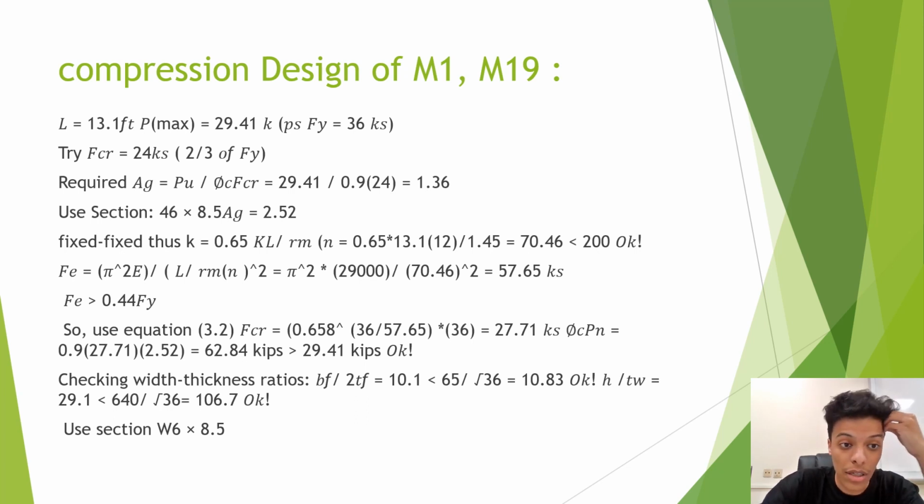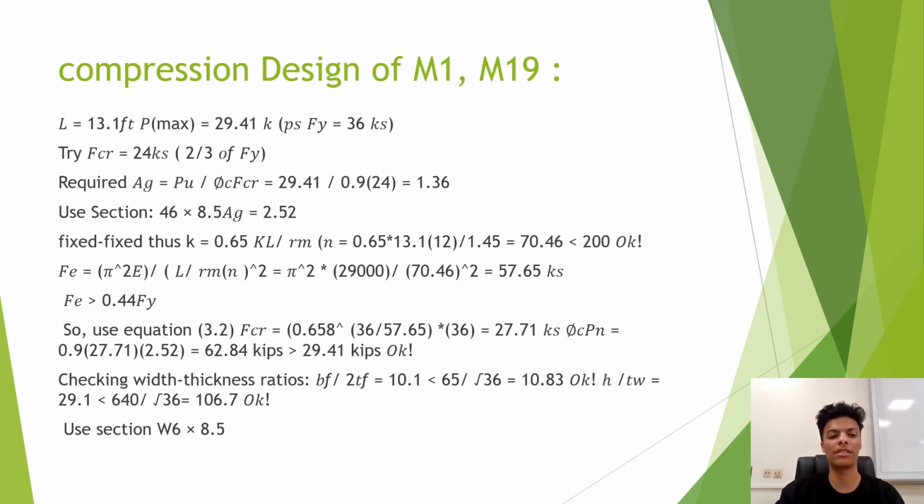For the critical load, we take it as 24 from the manual, which is 2/3 of the Fy. Then the required gross area is equal to the Pu over phi C F critical. We found it as 1.36. Then we go to the manual and we found the section is equal to W 46 by 8.5, and the gross area is equal to 2.52.